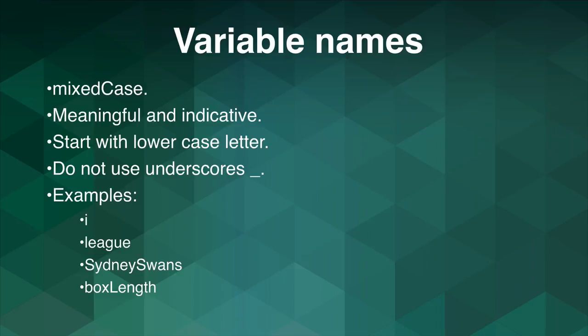League, SydneySwans. And in case you're playing along at home, SydneySwans is actually incorrect because that's showing a capital S. It should be a lowercase s for sydney. But then after that, the second word starts with an uppercase letter. So again, just confirmation that you start off in lowercase, but then the second and subsequent words, as in the case of boxLength down the end, should be in uppercase. So that's camel case essentially.